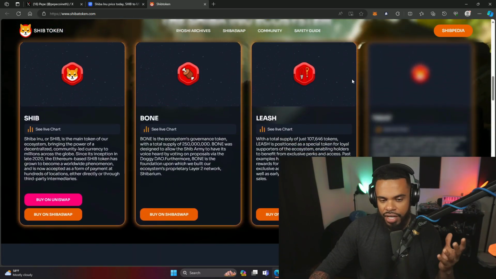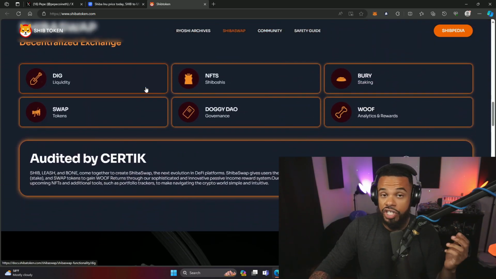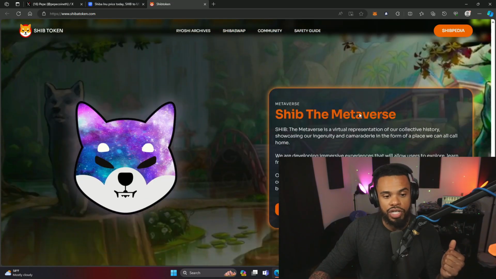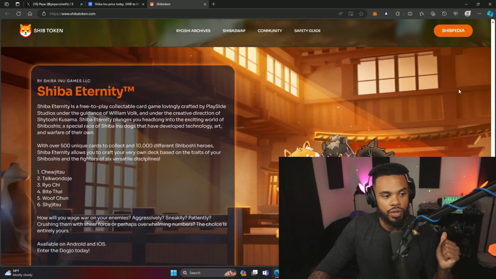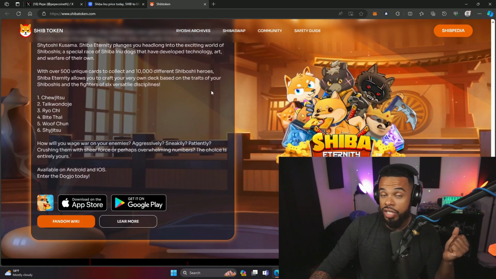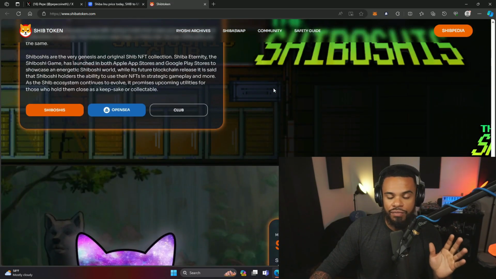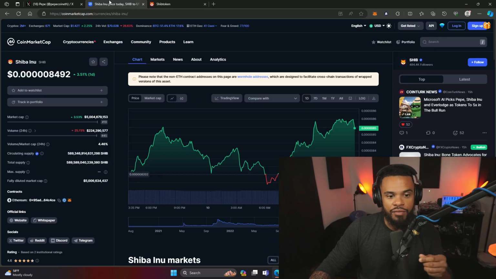I mean, they have different tokens in their ecosystem. They have their ShibaSwap, which was their first real use case. They have their Shiboshis, which is their NFTs. They have a little metaverse they're working on. They have their little game called Shiba Eternity for the mobile app, right? Or mobile games, on the App Store, you can get it. They have so many different things with SHIB, which really got it from just a regular run-of-the-mill meme coin to something that exploded.